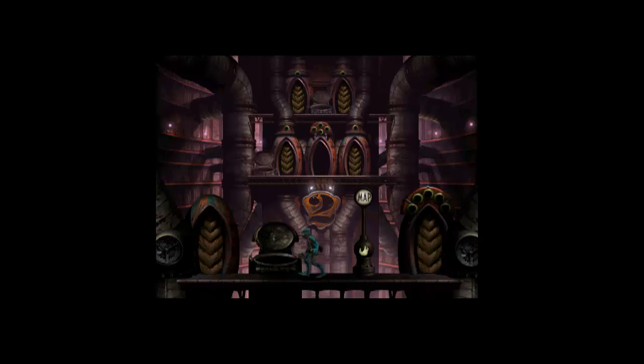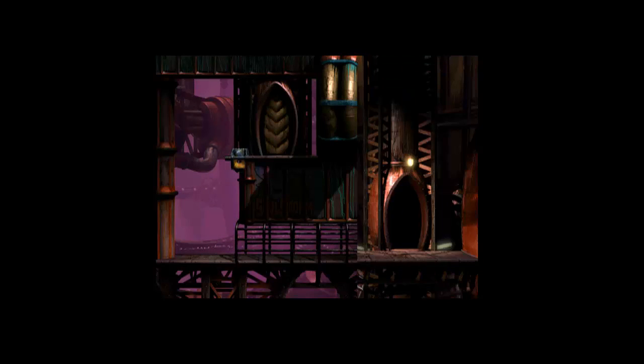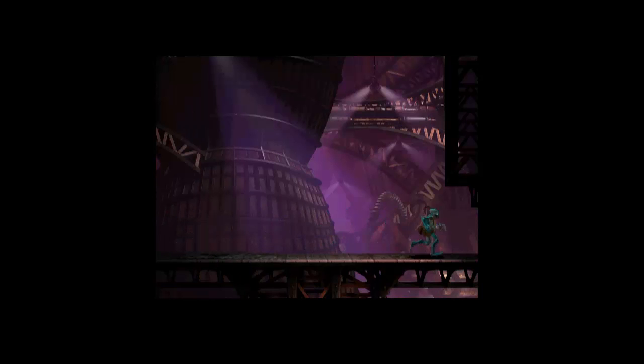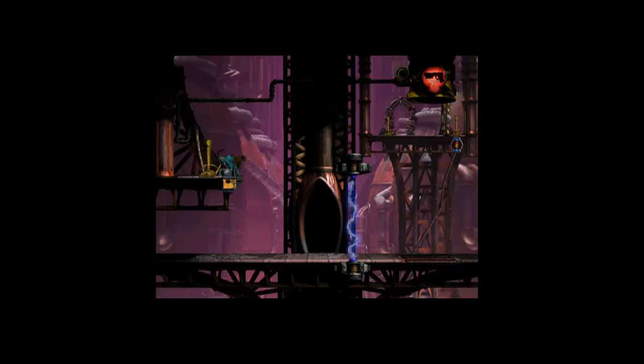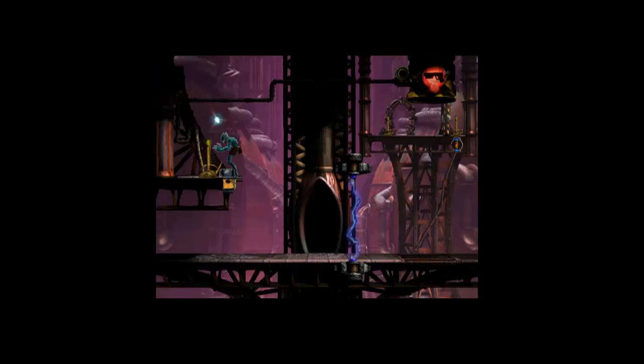Last level of Zulag 2. Let's see what this one is. Can't say it's ringing a bell at the moment. Okay, another pointless transition. Oh, this one's kind of a fun one. Although I'm pretty, yeah, I've already messed up. Or have I? Yes, I have. Already messed up.